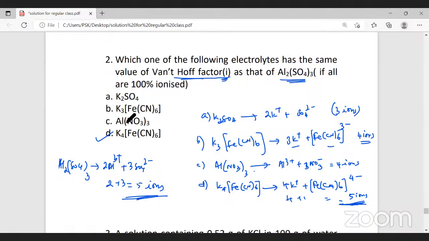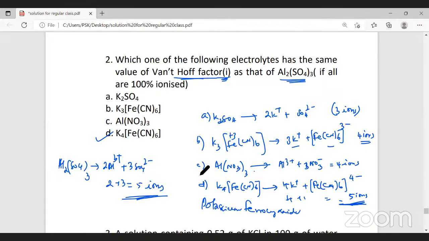Yes, sir. Next problem, sir. Tell me. So what is the name for K4Fe(CN)6? Potassium ferrocyanide. So what about this one, option B? This will be called potassium ferricyanide.